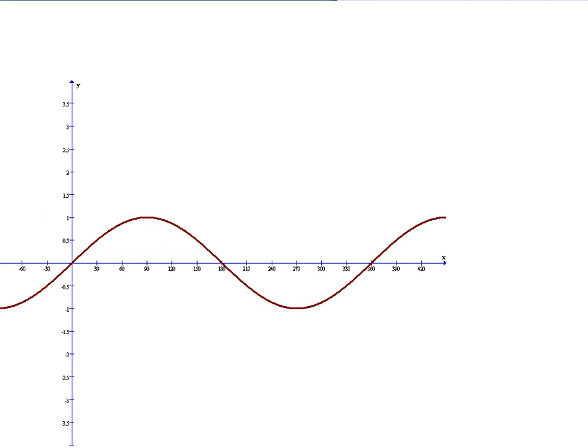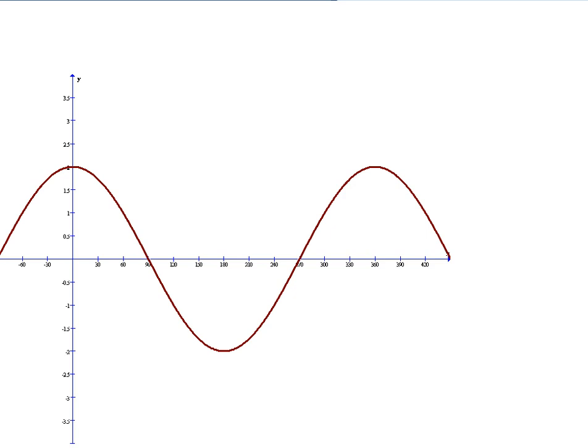Here's another one. It goes through 0, 0. Goes up, down, up. 360 degrees is the period. Amplitude is 1. Y equals sine x. Those two graphs you really need to know off by heart, inside out, upside down. Okay, here's something a bit harder.